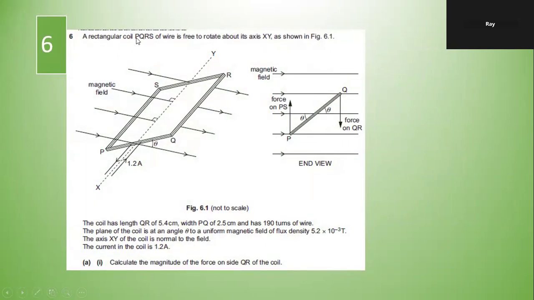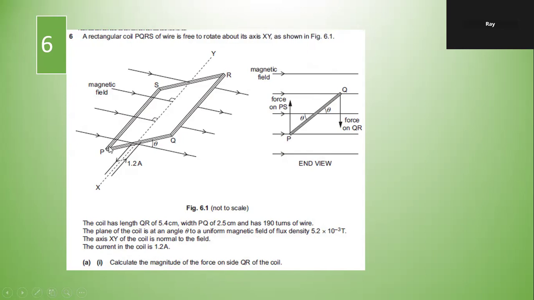A rectangular coil PQRS, a wire, is free to rotate. That's the axis of rotation, as shown in figure 6.1. There's the current in, current out. The coil has QR 5.4, and width PQ 2.5, and has 190 turns of wire. The plane of the coil is at an angle of theta, that theta there. In a uniform magnetic field, 5.2 times 10 to the power minus 3 Tesla, the axis XY of the coil is normal to the field. That's the axis. Current in the coil is 1.2 ampere.